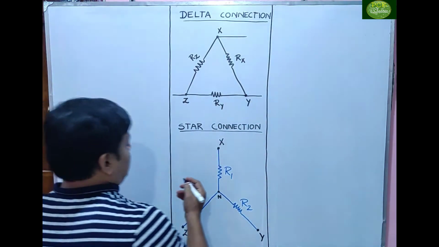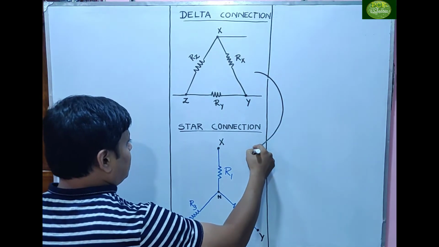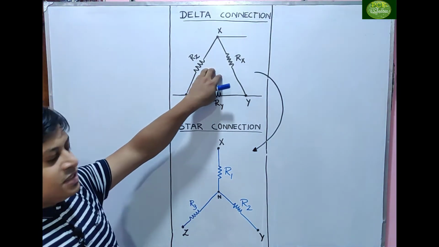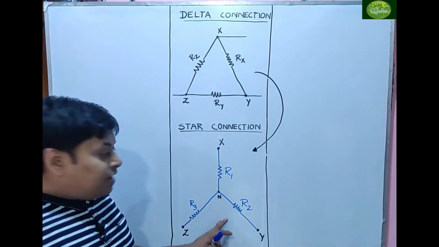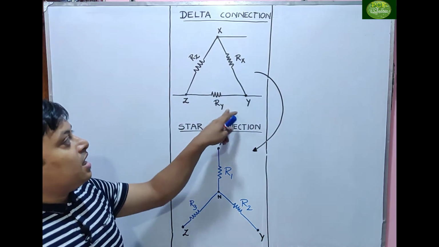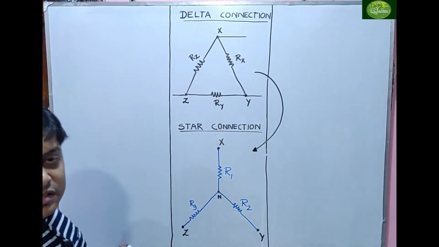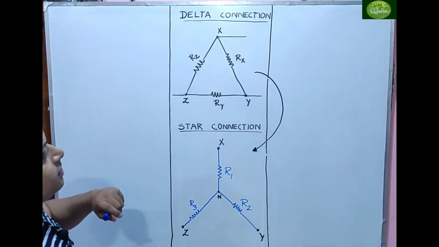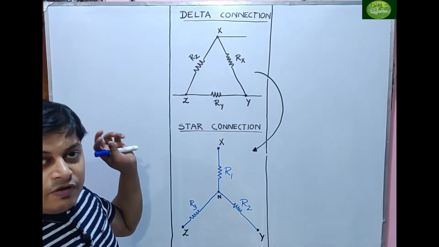Delta to star conversion, that means I am converting from delta to star. Fine. If this type of circuit is given, then how do we form this star connection, and what will be the value of R1, R2 and R3 if the given values are Rx, Ry and Rz. Fine. So let's start the derivation. Now in case of the delta connection, how many terminals are there? Three terminals are there, X, Y, Z. So we will take them in a sequence.